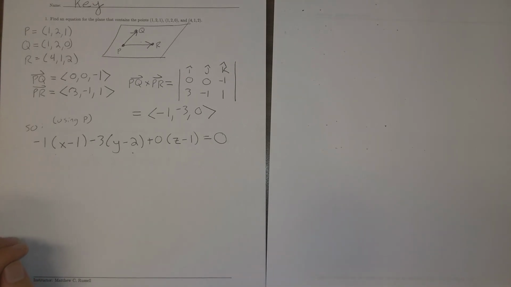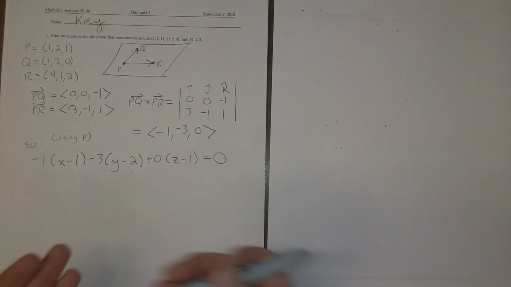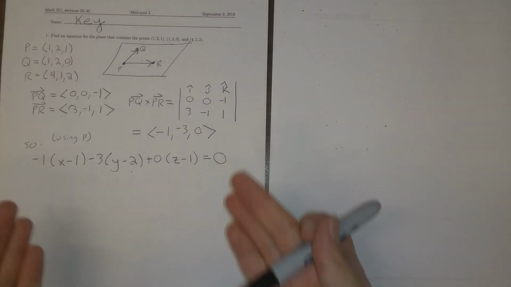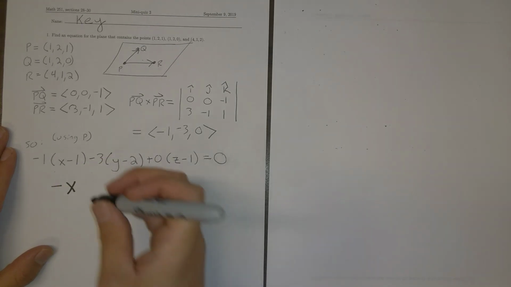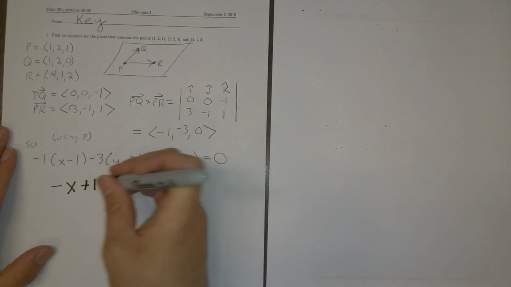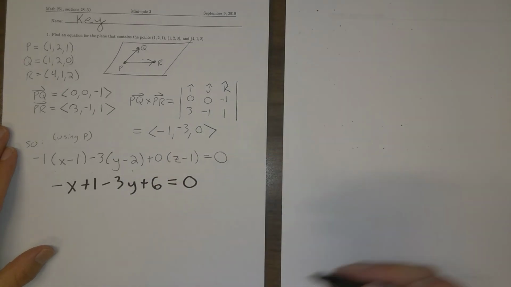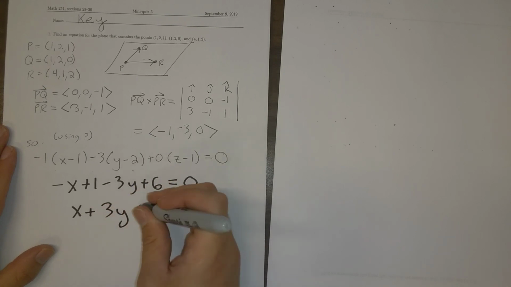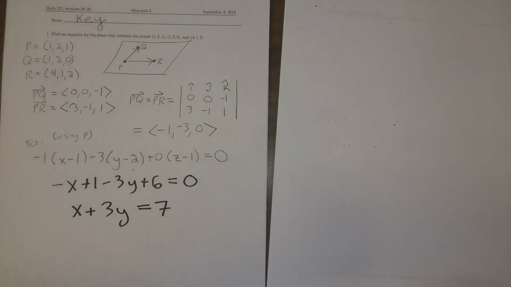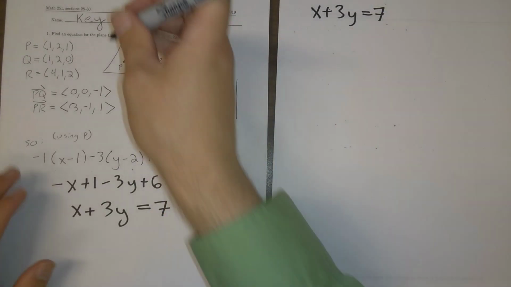Now, if we simplify this, I just said find an equation, so we are done here, but if we wanted to simplify, we could see that this is minus x plus 1 minus 3y plus 6 is equal to 0. That last term goes away, and this rearranges to x plus 3y is equal to 7. So our equation is x plus 3y equals 7.